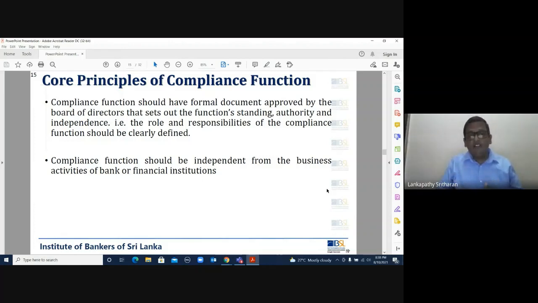If a chief accountant or chief financial officer is the compliance officer, or chief compliance officer, then what will happen is, if some reports are going on a regular basis from the finance department, he may not escalate that risk to the top management. Then that will affect the compliance function of the particular bank and finance institution. That's why I say that the compliance function should be independent from other business activities. So these are the two core principles of the compliance function.